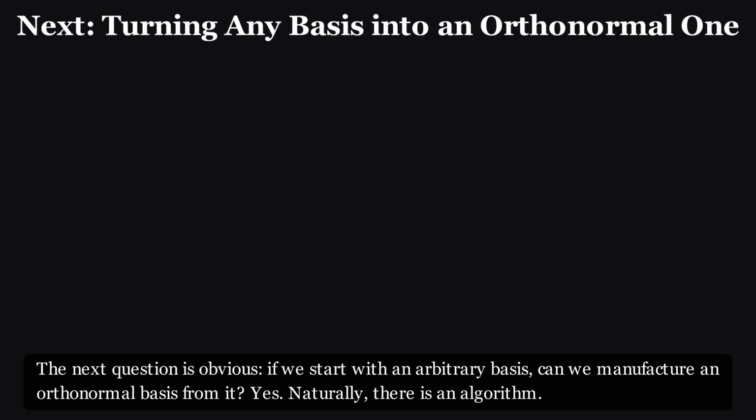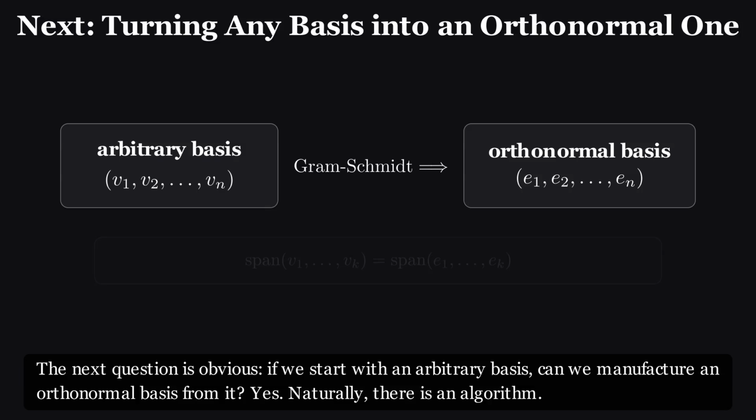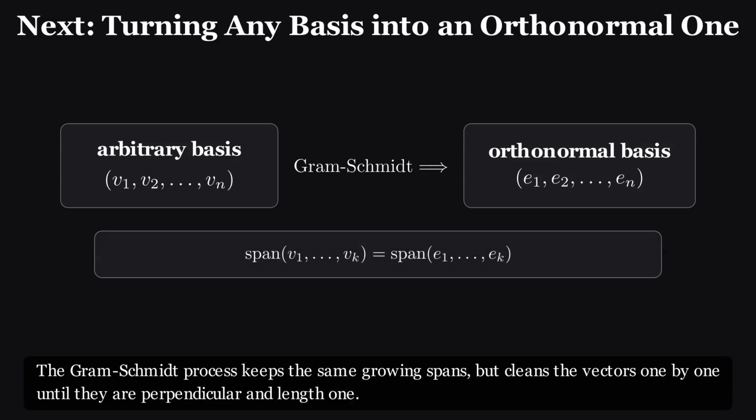The next question is obvious. If we start with an arbitrary basis, can we manufacture an orthonormal basis from it? Yes, naturally. There is an algorithm. The Gram-Schmidt process keeps the same growing spans, but cleans the vectors one by one until they are perpendicular and of length 1.